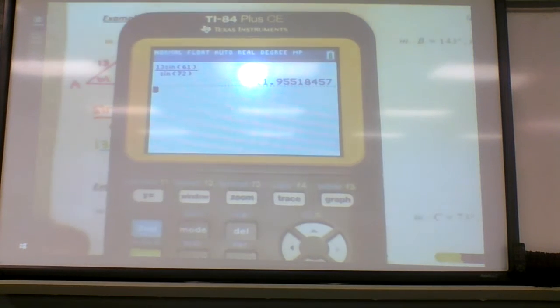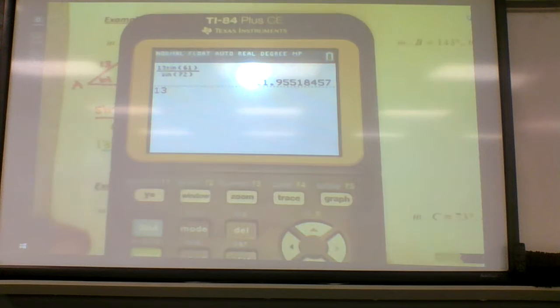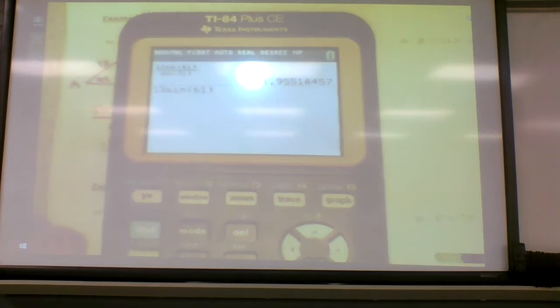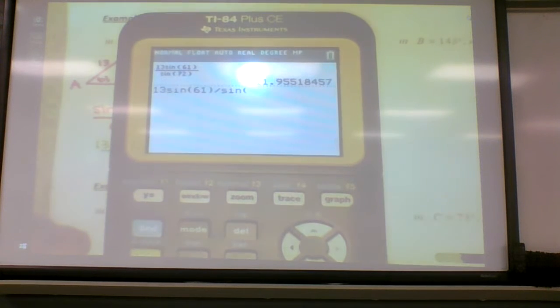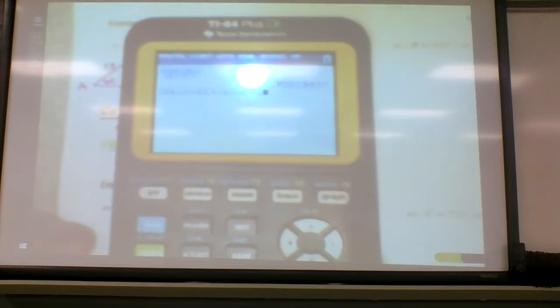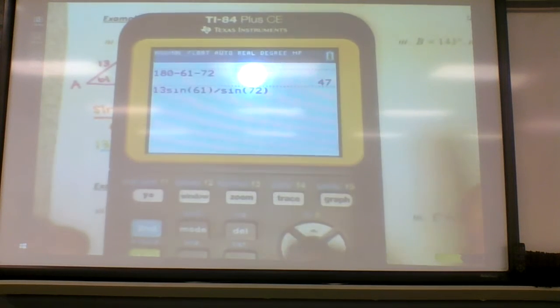Or if you don't want to put the big fraction in, you would say 13 sine of 61, close the parentheses, divided by sine of 72. And you technically don't have to close that last one, you kind of do want to, it really doesn't matter.